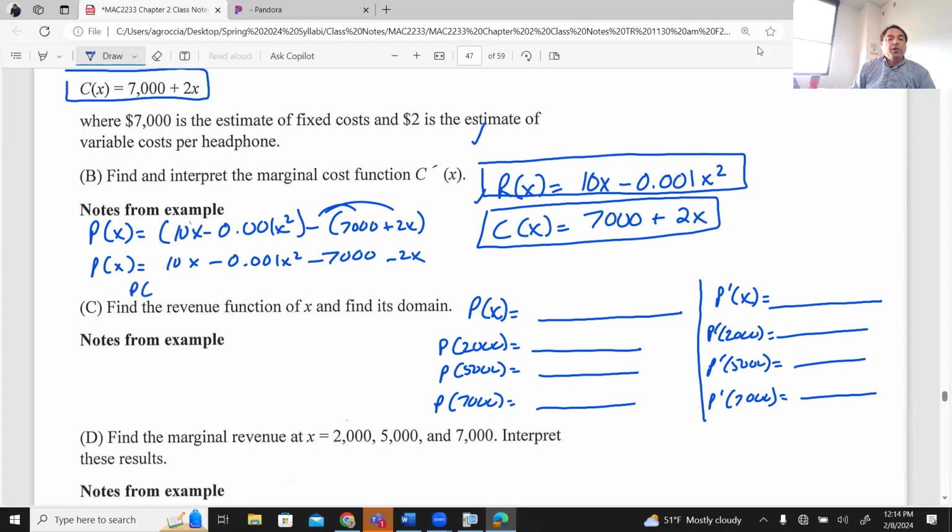So if you put this in order, your profit is going to be negative 0.001x squared. 10x minus 2x is plus 8x minus 7,000. If that profit is wrong, everything is wrong. And the reason why you'd get it wrong is algebra.